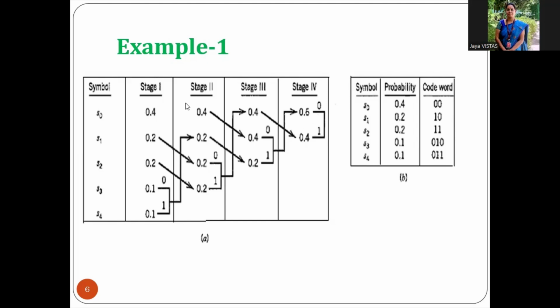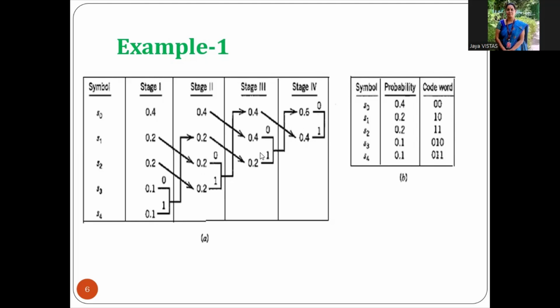The same steps are followed in stage 2 also. We arrange the probabilities in descending order. The combined probability from stage 1 is placed with the higher ones, so 0.4, then 0.2, then 0.2, again 0.2. Then again repeat the same step. The last two probabilities are combined, and we assign the uppermost one 0 and the lowermost one 1. Then again combine these two probabilities and move to stage 3.